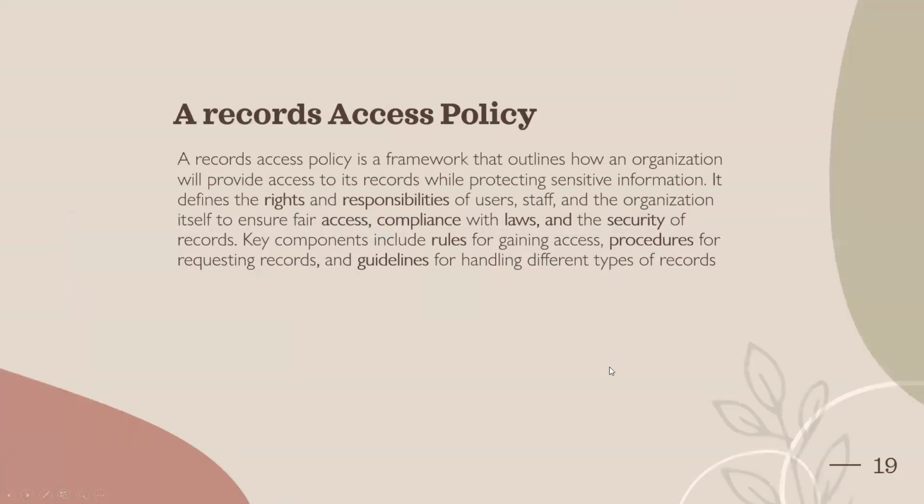Then a records access policy. As a university, we have a records access policy, and I think in the future we'll be able to go through it and get to know who is supposed to access which record, who are the people authorized to access the records, how they are supposed to keep it, how they are supposed to use it, and all that. So a records access policy is a framework that outlines how an organization will provide access to its records while protecting sensitive information.